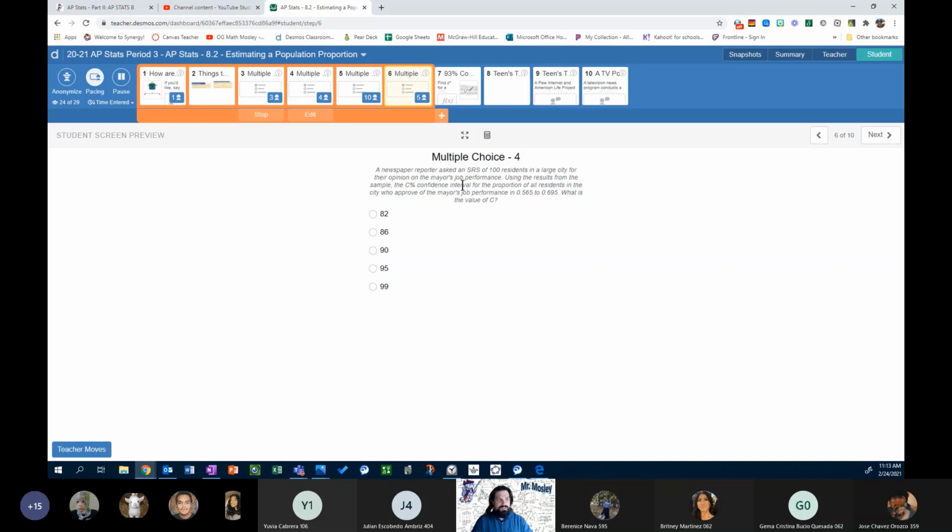So we're trying to find out what's the percent confidence interval. Again, this one's going to take some working. You're going to have to kind of work backwards in a way to get to that percentage. Okay.